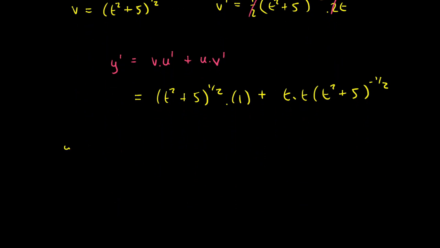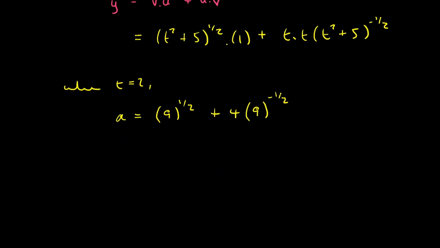So when t is equal to 2, the acceleration is going to be equal to 2 squared, which is 4, plus 5, which is 9. So we've got 9 to the power of a half, plus t times t is t squared, so that's 2 squared, which is 4. We've got t squared again, so that's 4 plus 5 is 9 to the power of minus a half. Okay, then what does the power of a half mean? It's the same thing as the square root of 9, so that's 3.